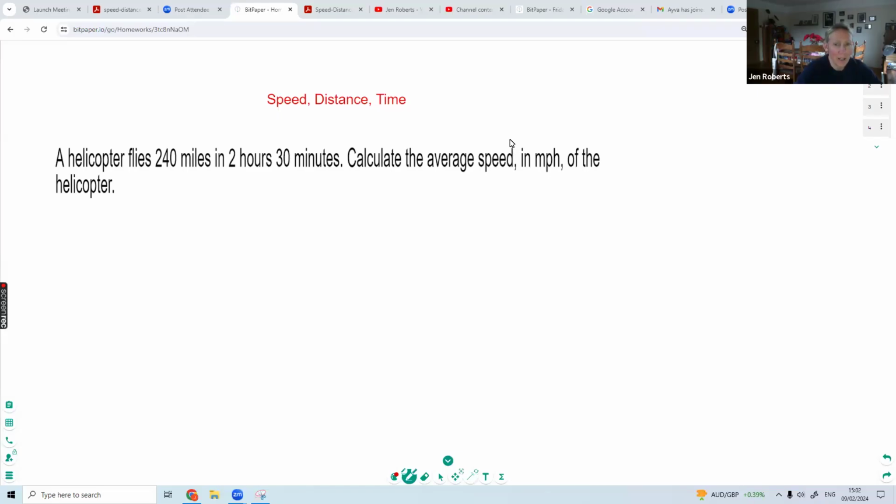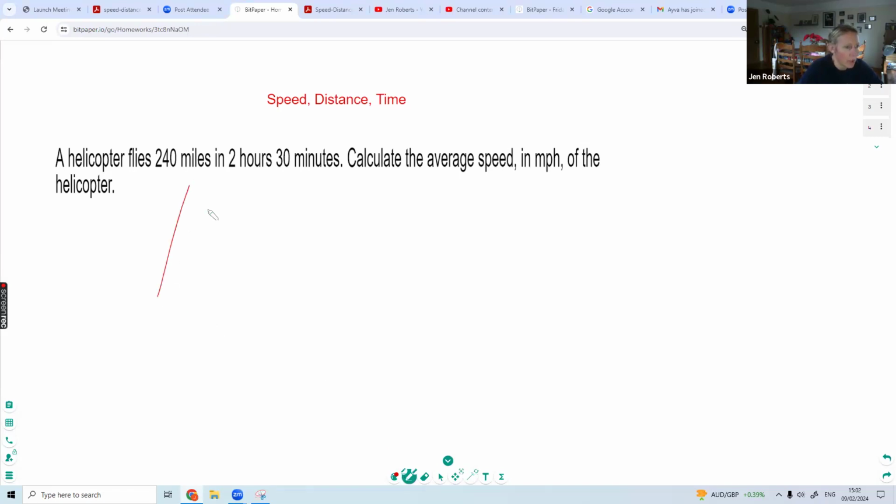Hi, so today we're going to be looking at speed, distance, time. We'll look at 3 examples and then you can have a go at 3 questions yourself. So we've got a helicopter flies 240 miles in 2 hours 30 minutes. Calculate the average speed in miles per hour of the helicopter.